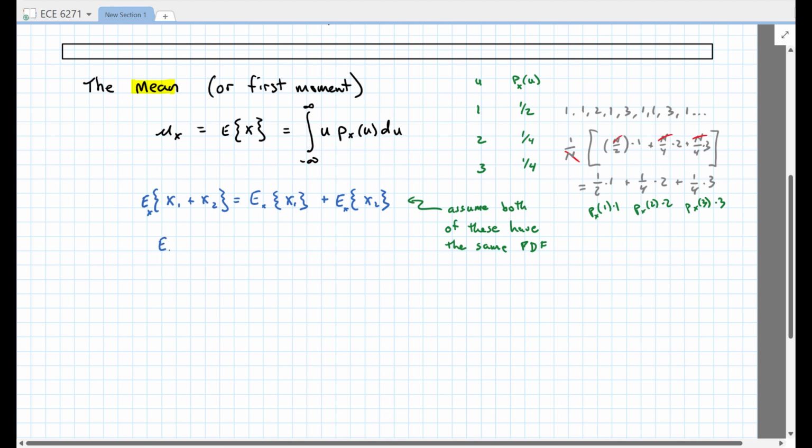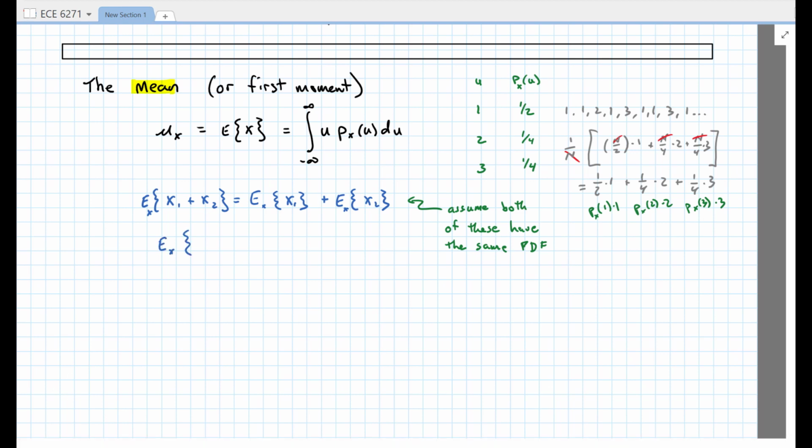Likewise, notice I've explicitly put in expected value and then x is down below to show that we're using the PDF of x when we do these computations. But because of the linearity of the integral, the a can just factor out. So the mean acts like a linear system.